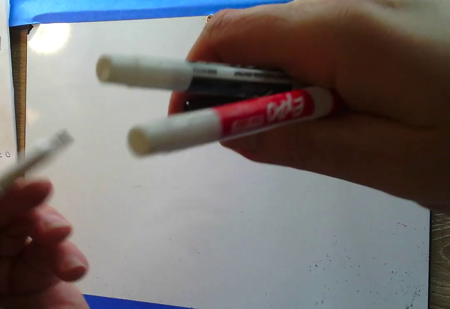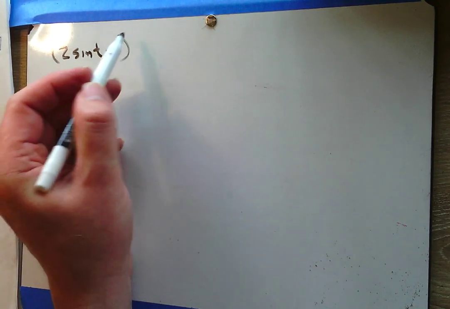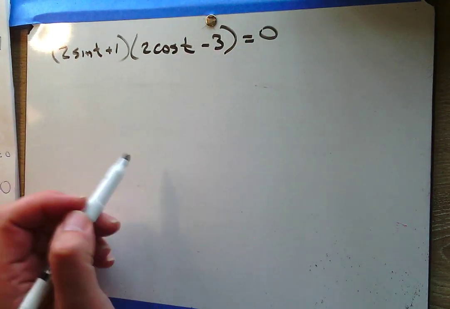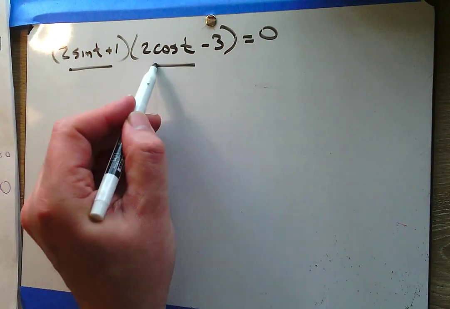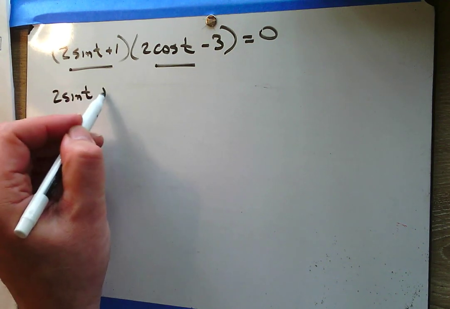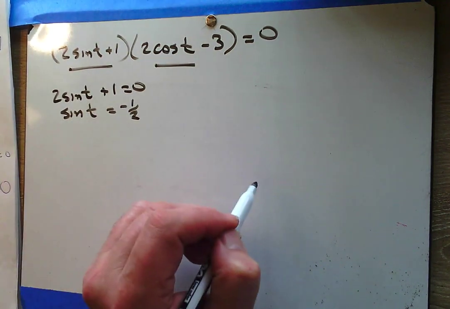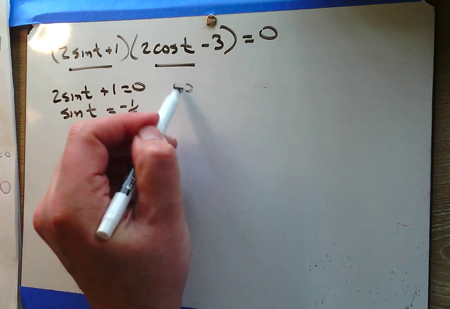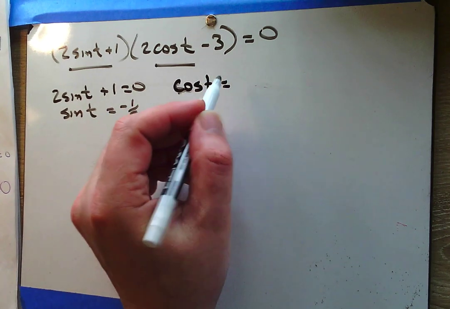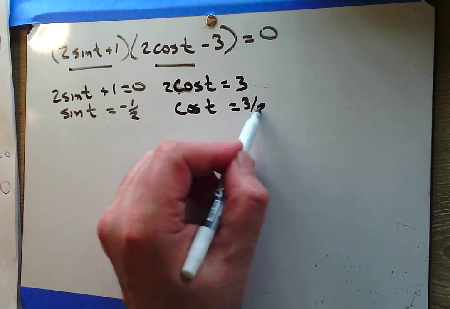And how about this one? We've got something in factored form, 2 sine t plus 1 times 2 cosine t minus 3 equals 0. Okay, so I want to set each factor equal to 0, and that's going to be 2 sine t plus 1 equals 0, or sine t equals negative 1/2. And here, I'm going to get 2 cosine t equals 3, or cosine t equals 3/2.